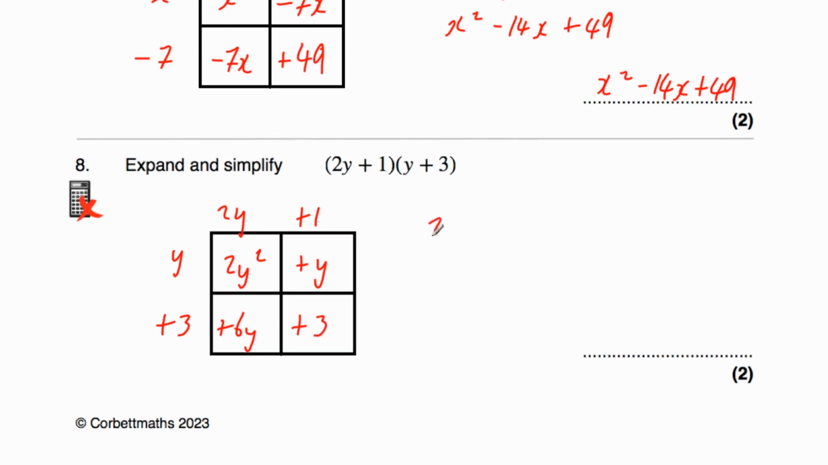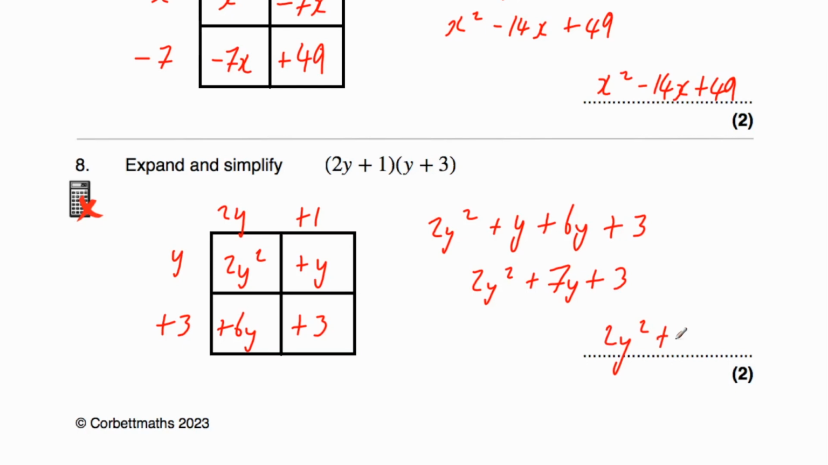So writing that out would give us 2y squared plus y plus 6y plus 3. Collecting our like terms, y plus 6y would be 7y's, because 1y plus 6y is 7y, so that would be 2y squared plus 7y plus 3. So that's 2y squared plus 7y plus 3.